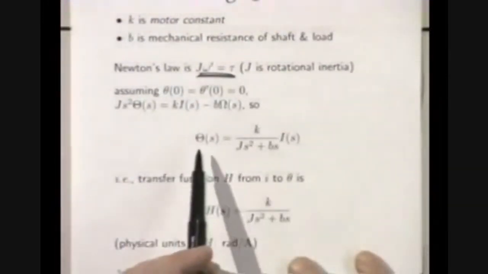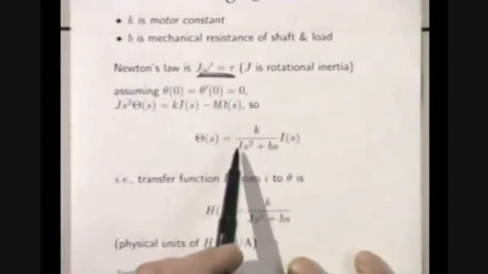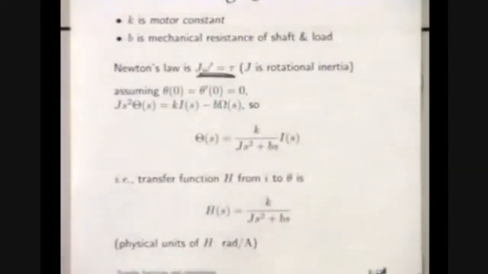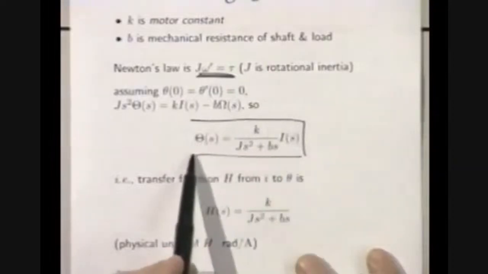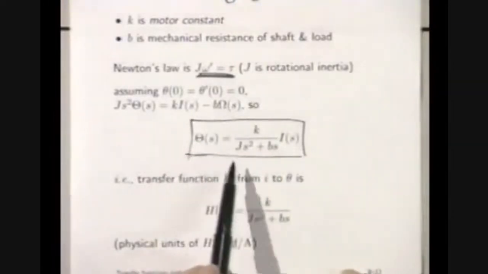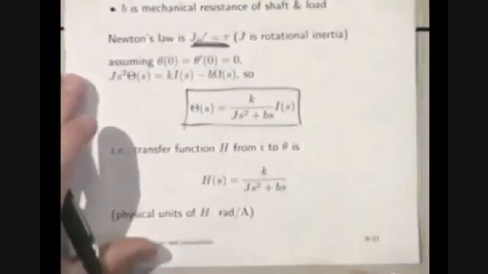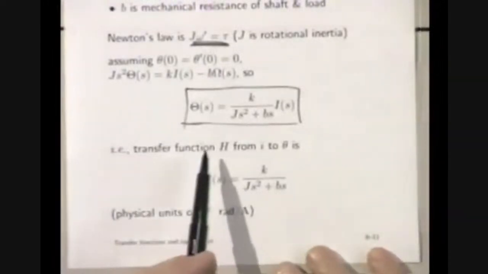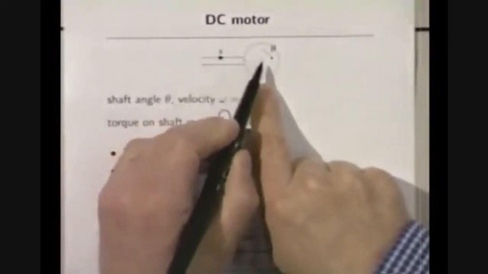So you end up, in the end, with theta of s is k over js squared plus bs times I. Okay, and so this has a transfer function. Actually, I think on the quiz you did something even more sophisticated. You went from the voltage to the angle, and there was another layer of electrical differential equations, but I can't remember. Okay, so that's also a transfer function, and you would talk about the transfer function from the current to the shaft angle.